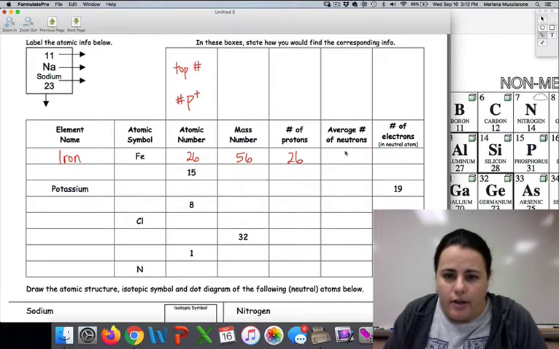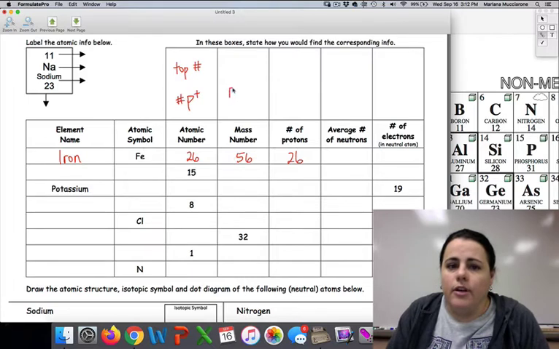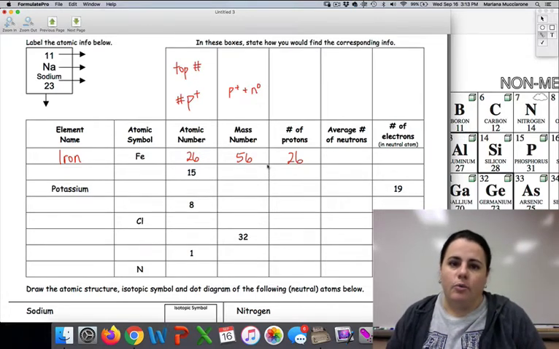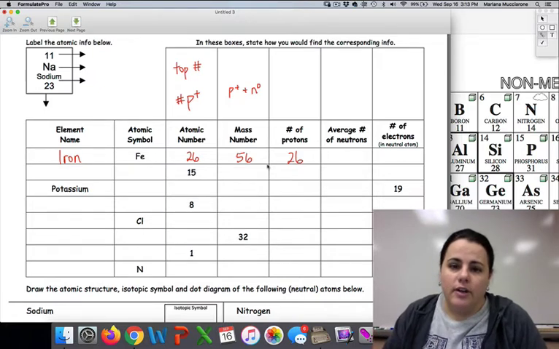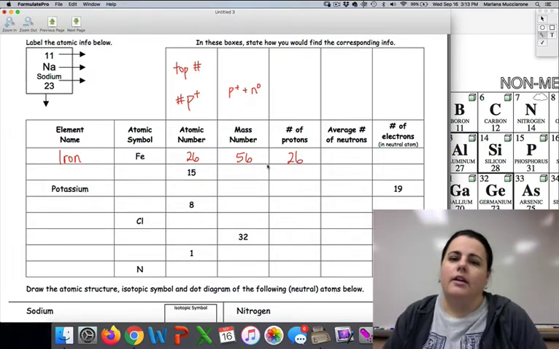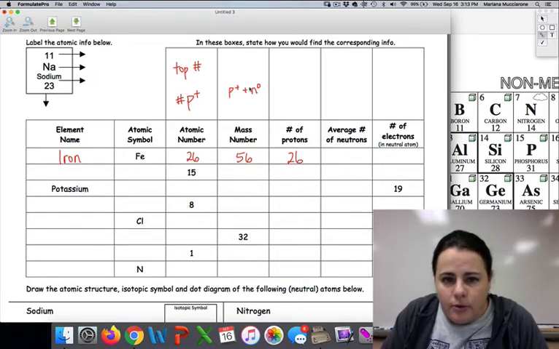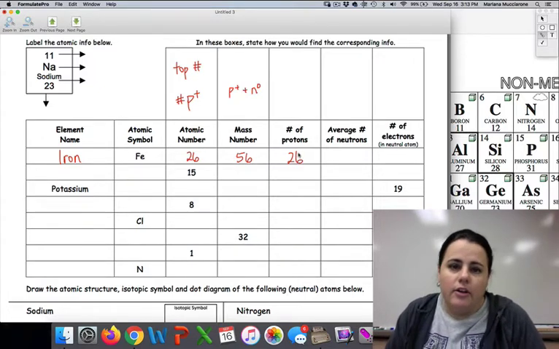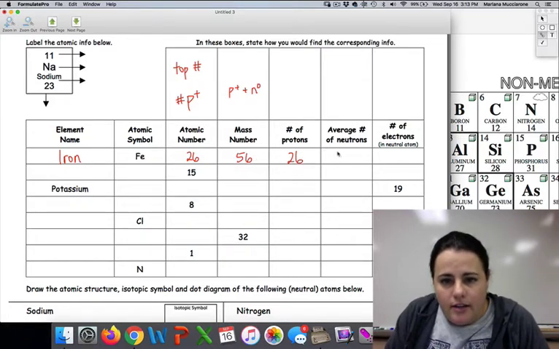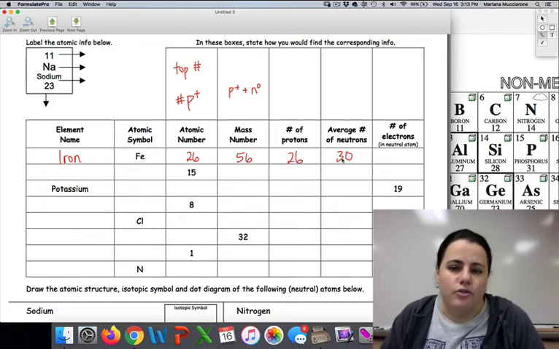The average number of neutrons. So the bottom number, which is the mass number, is the number of protons plus the number of neutrons, because those are the two subatomic particles that have a significant mass. Electrons, they do have a mass, but we ignore them and do not include them in the average mass. So it's these two numbers together, and guess what? I already know that the number of protons is 26. So this is just a subtraction. 56 minus 26, and that leaves 30 neutrons.